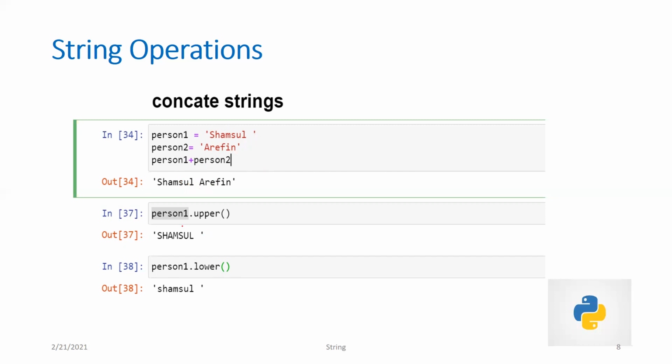Then I use person one dot upper. The function of upper is to make all the characters uppercase. So here only S was a capital letter, but all the other characters have been shown in uppercase letters. Similarly, I use the lower function. Lower will make all the alphabet lowercase.